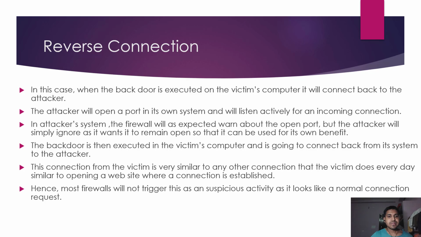In a reverse connection, when the backdoor is executed on the victim's computer, it connects back to the attacker, and now the reverse happens. Earlier, as I explained, a port is opened on the victim's machine, the firewall detects it and warns the victim. However, in this case the attacker opens a port and the victim tries to connect to that port. Now the victim's firewall won't notice anything suspicious because the victim always communicates in the same format.